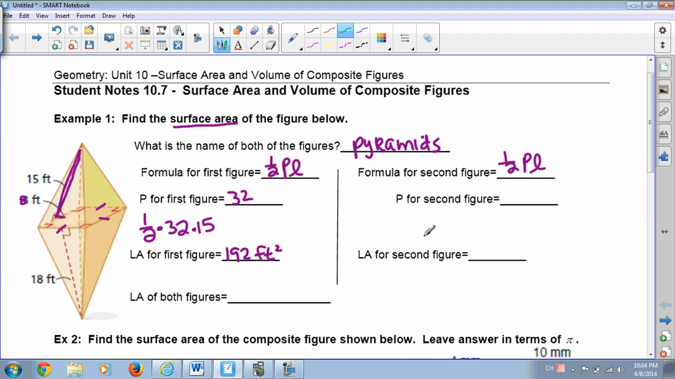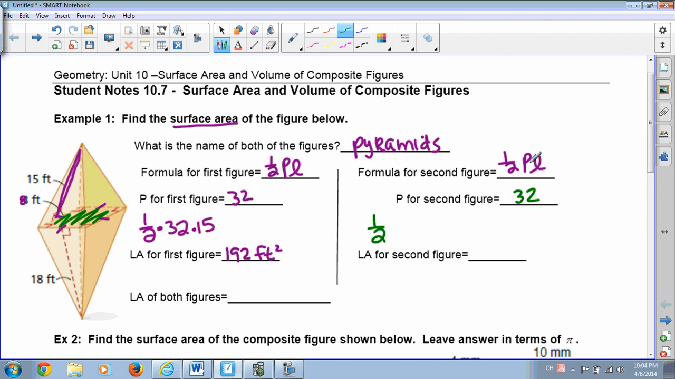Now let's look at our bottom pyramid. The perimeter of the base of the bottom pyramid is still the same because both of the bases are stacked on top of each other right here. This is the base of both of the pyramids. So the perimeter for the second pyramid is the same. It's 32.